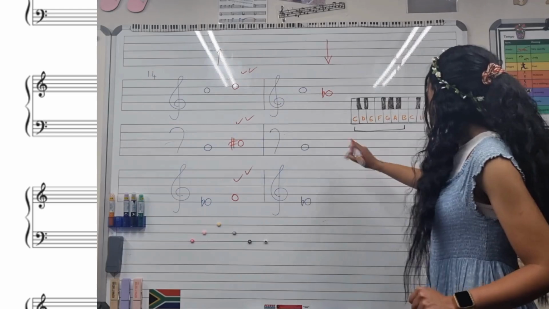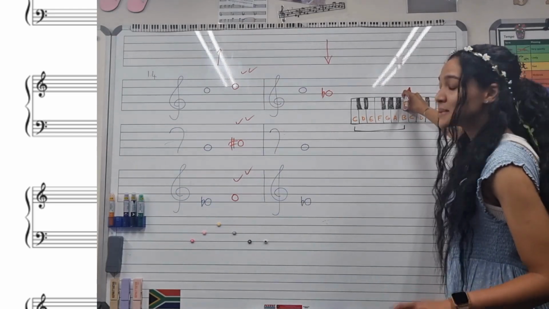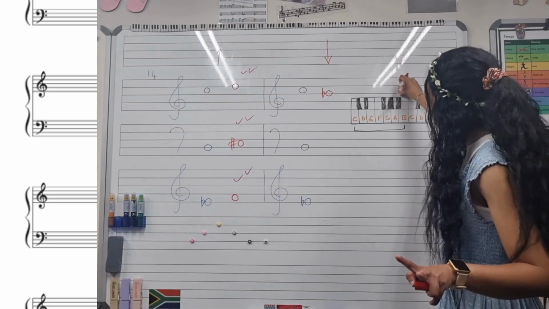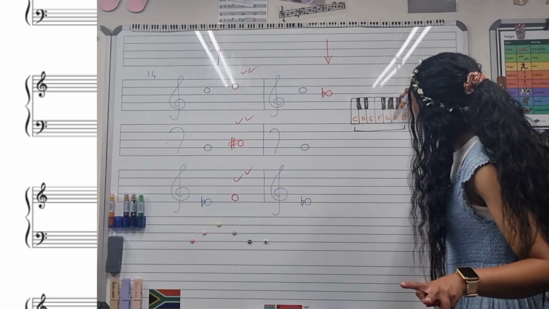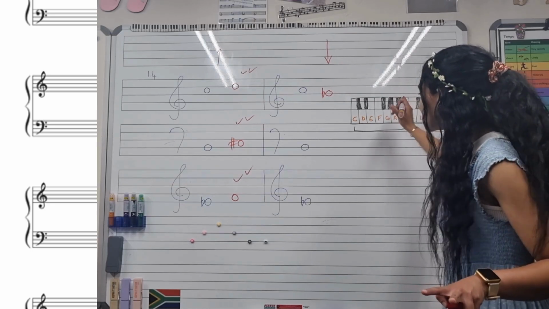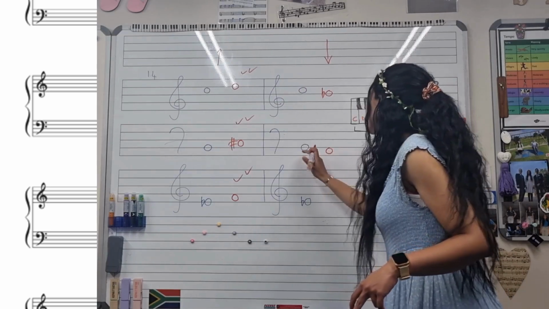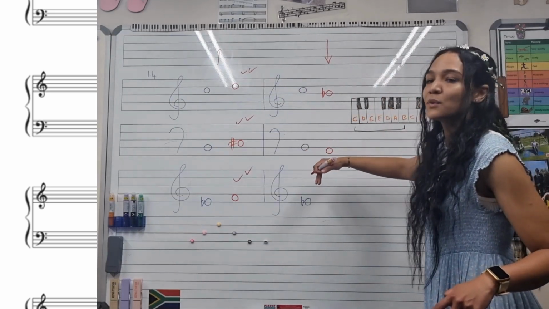Then we have a B in the bass clef, and we need to jump down 2 keys. So jumping one, and then jumping another one. So we jump to a black key, and then we jump to a white key. And this is an A. So from B to A, it is a whole tone down.